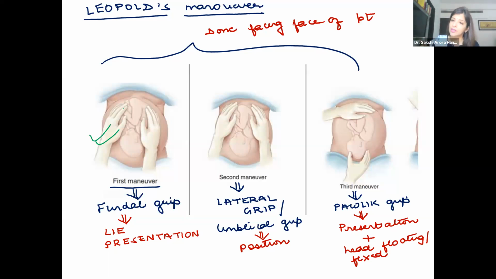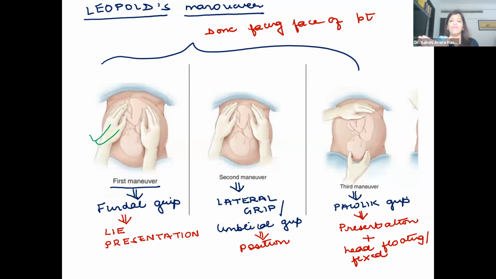Then comes the third maneuver, which is the Pawlik grip. Now, with my right hand, I will feel what I am getting just above the pubic symphysis, that is in the lower part of the uterus. Most of the time you are going to get a cephalic presentation. So the feel will be globular, that is round, hard and smooth. If you are getting a hard, firm, globular feeling, that means you are feeling the head, right?